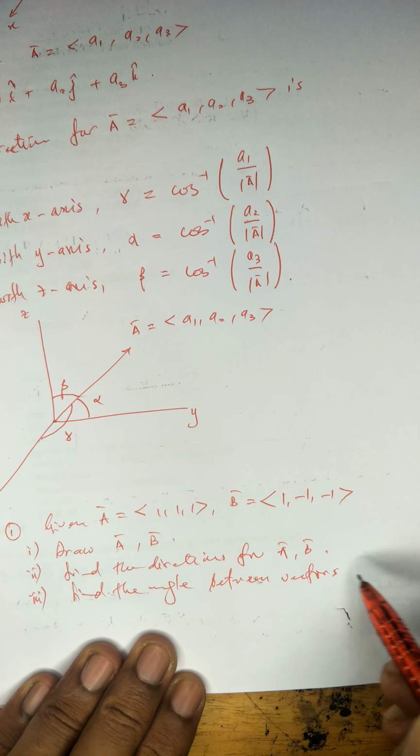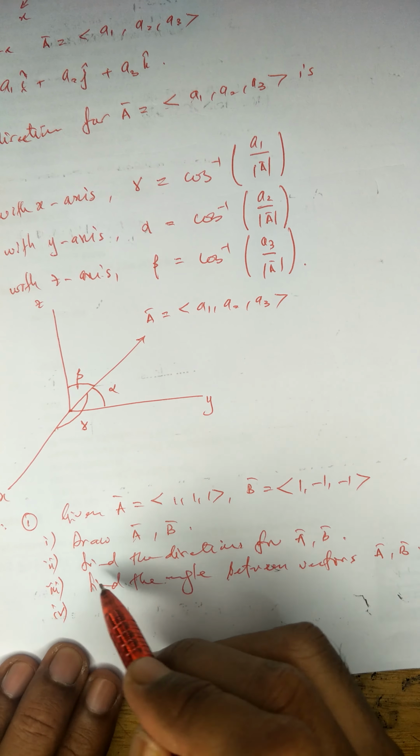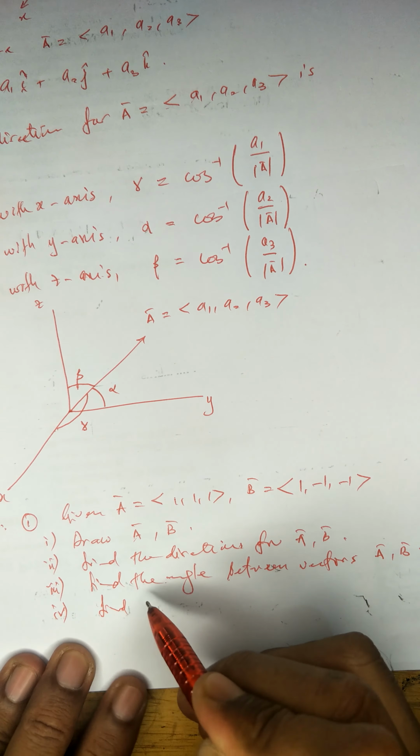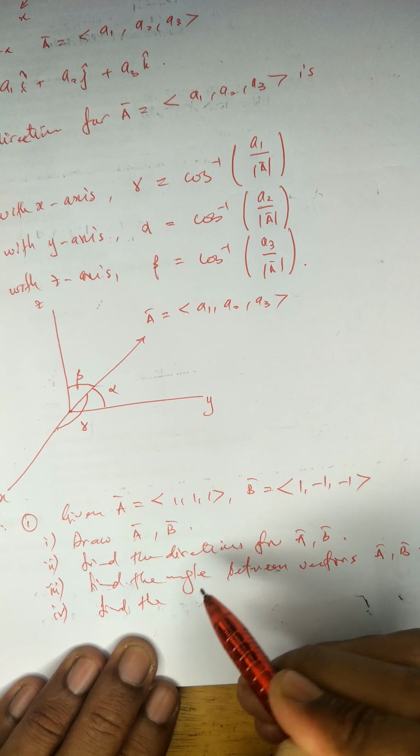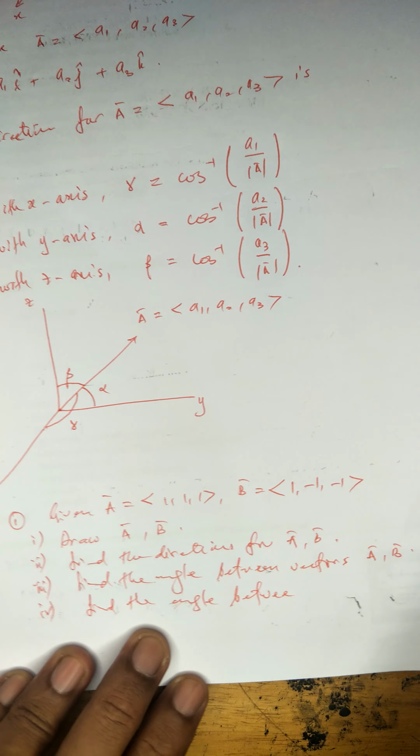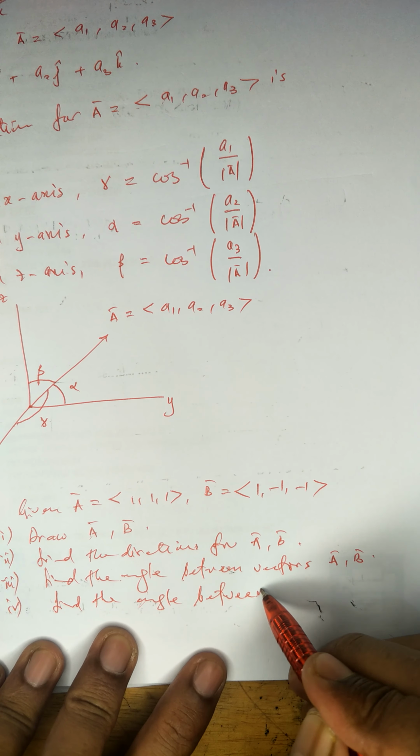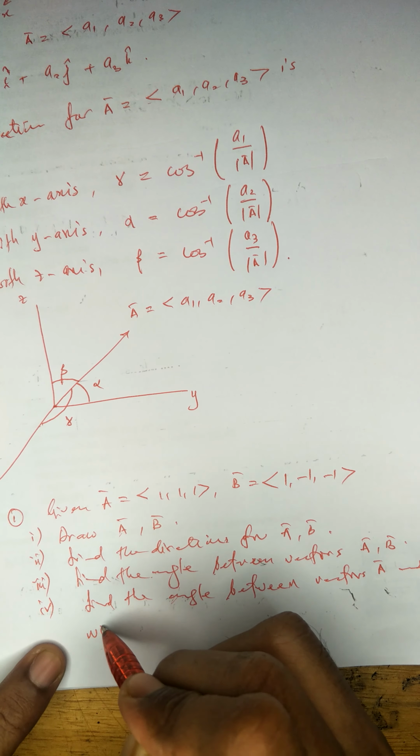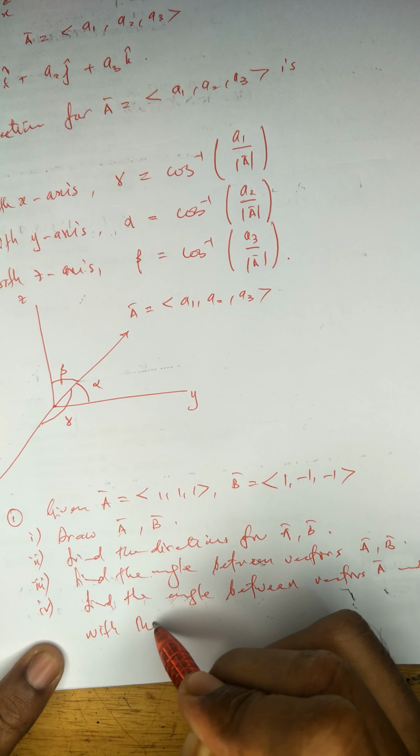And number 4, find the angle between vectors A and B with the planes xy, xz, and yz.